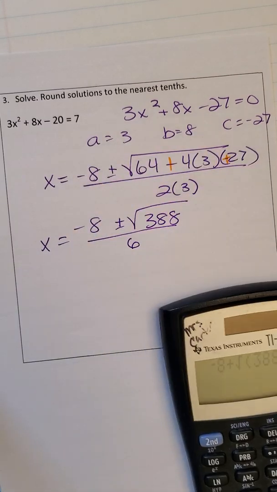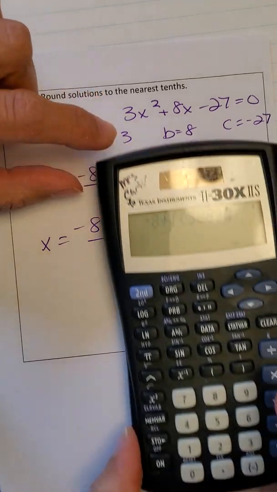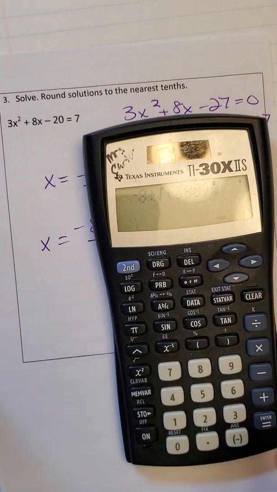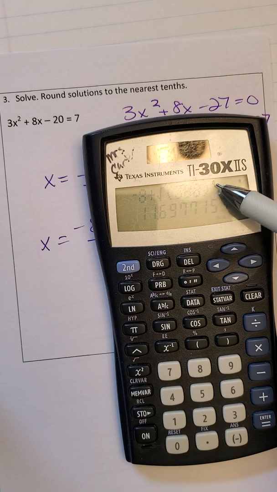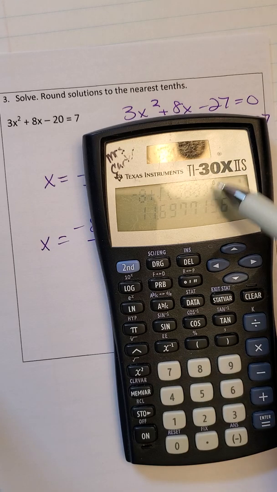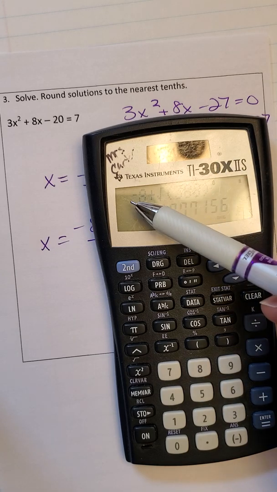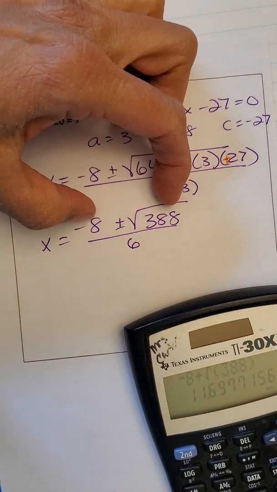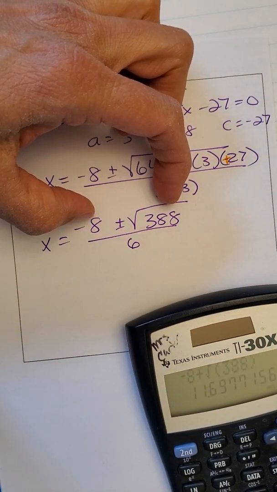Now I'm going to just do the numerator first. Then I'm going to divide it by 6. Whoops, sorry. I'm going to do that, and then I'm going to divide it by 6. The reason I said oops is that if I had put a division sign there, it would have only divided the square root of 388 by 6, not negative 8 plus the square root of 388. I need the whole thing to be divided by 6.